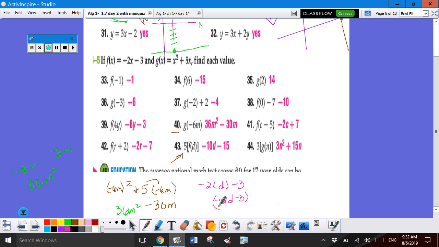Now I know that I have to multiply this times 5. So the 5 is on the outside, so I'm going to multiply -10d minus 3. Whoops, minus 15. Almost forgot to multiply that second part. So that is equal to our function. Remember, you want to make sure and write these in function notation. 44 is almost exactly the same. The rest of these should not have been too bad.